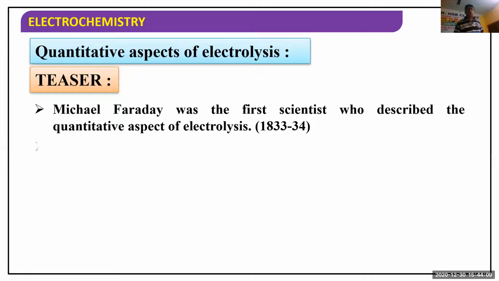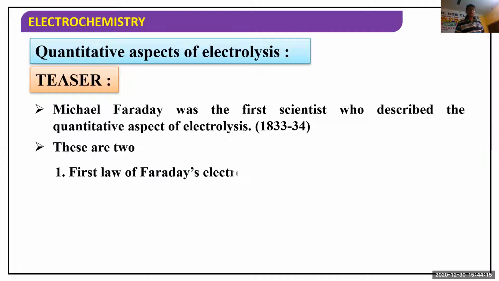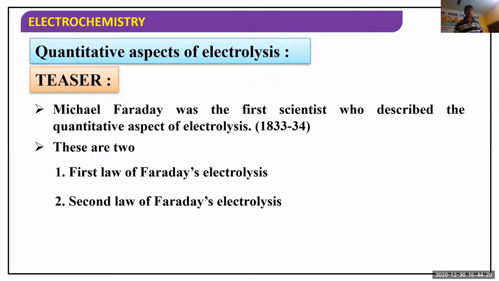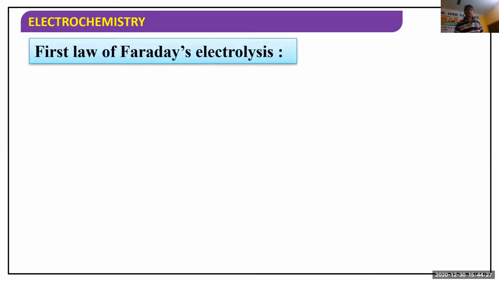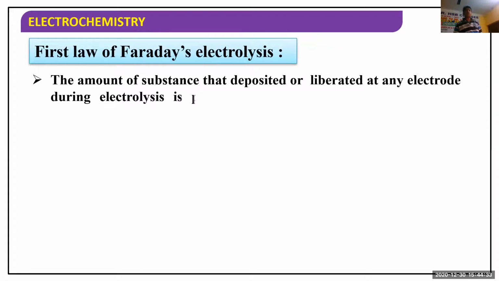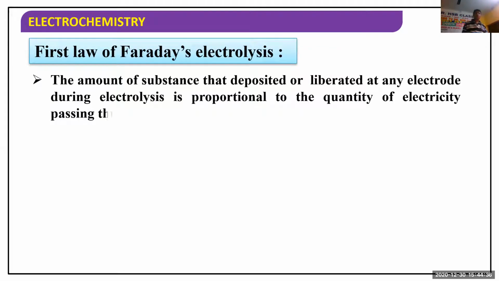These are two laws: the first law of Faraday's electrolysis and the second law of Faraday's electrolysis. So what is the first law of electrolysis? The amount of substance that is deposited or liberated at any electrode during electrolysis is proportional to the quantity of electricity passing through the electrolytic solution.